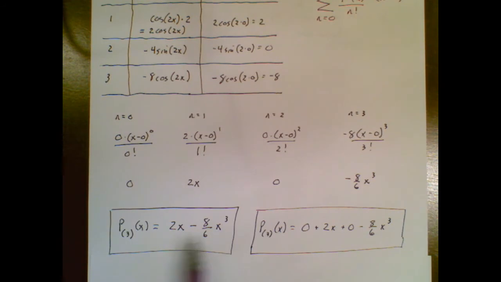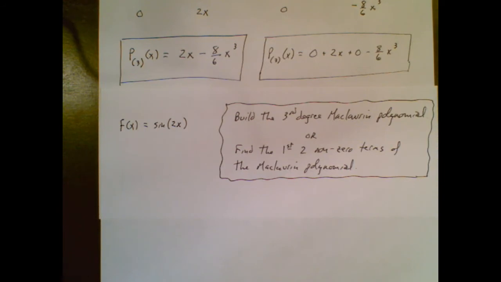Third degree polynomial. Or if I felt like writing those zeros in there, I can. But earlier in the instructions, when it said possibly find the first 2 non-zero terms, that's the first non-zero term, that's the second non-zero term, and that's another way to say the first 2 non-zero terms. So I've completed the task that I was asked to do, and that's my final answer.